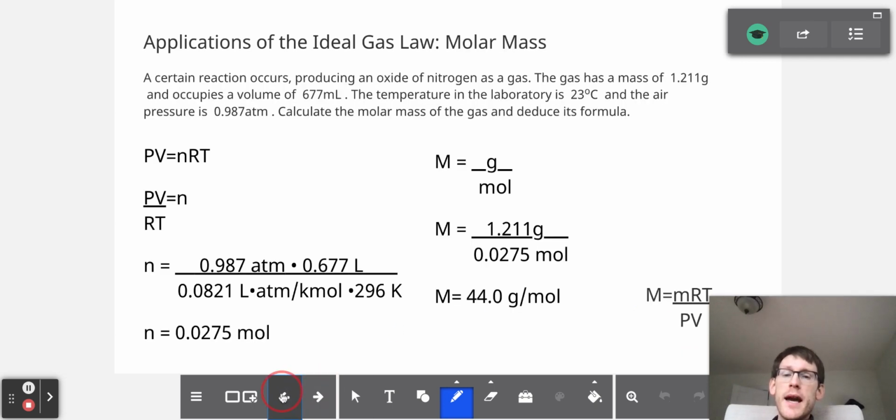And of course, knowing that we have 44.0 grams per mole as our molar mass, we can realize that that is going to be equal to two 14s and one 16, meaning two nitrogens, each weighing 14 grams per mole, and one oxygen weighing 16 grams per mole. That gets us to our 44.0 grams per mole, and that gives us the formula N2O.